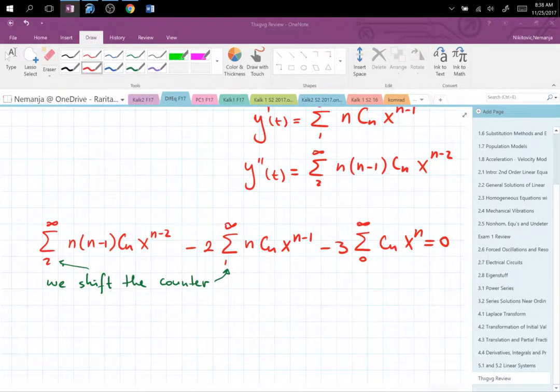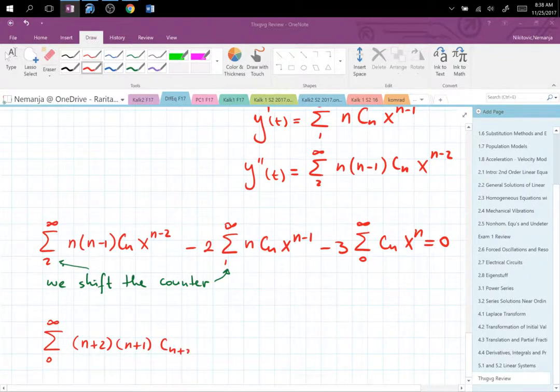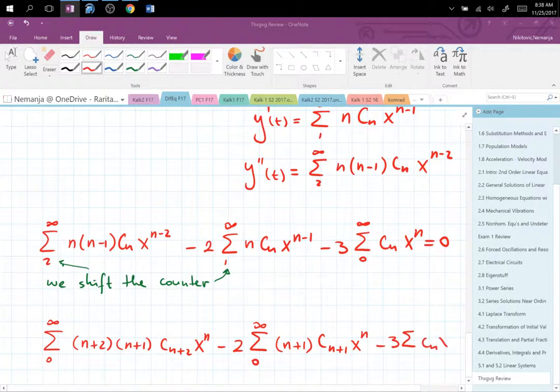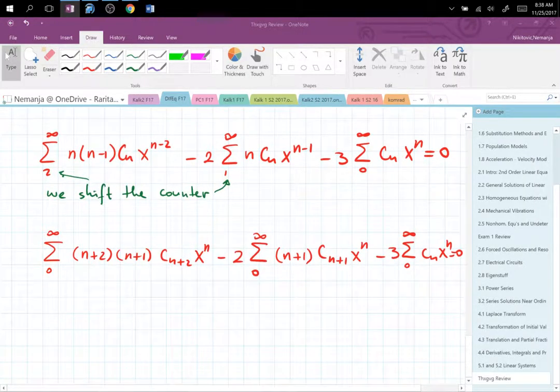When we shift the counter, you can go back and review the procedure if you don't know it. When we shift the counter, it will go back to 0, and since we are adding 2's on these ones, it's going to be n plus 2, n plus 1, cn plus 2, x to the n, minus 2 times, shifting the counter by 1 now, it's going to be n plus 1, cn plus 1, x to the n, and then the last one stays as is with a cn x to the n. Because it's 0, right? Yes.